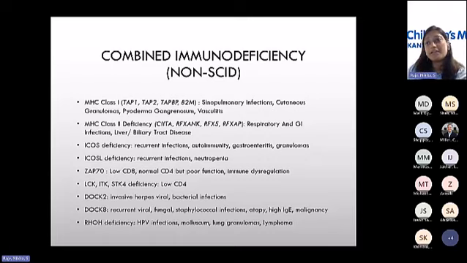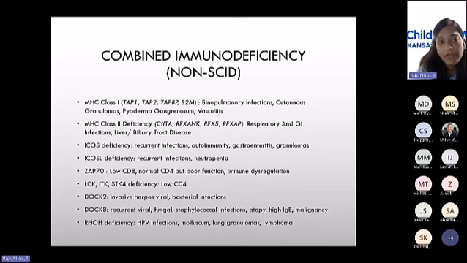Class 2 MHC defect, again, these are all bare lymphocyte syndromes, which means either class 1 or class 2 MHC is defective. These class 2 defects can present with respiratory and GI infections, as well as liver or biliary tract disease. ICOS or ICOS ligand defects can present with recurrent infections. ZAP70 patients will have low CD8 versus normal CD4. LCK or ITK defects will have low CD4 counts and normal CD8 counts.